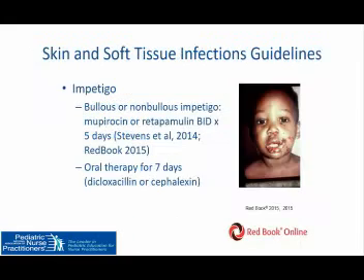Okay, skin and soft tissue infections. We all know about impetigo. The new Red Book guidelines from 2015 say you can use topicals. Remember how it used to be if they had more than 5 spots, you went oral, and less than 5 spots, you did topical. Well, mupirocin actually has the least amount of resistance of all the antibiotics for staph, so it's really the best thing to use. So topical Bactroban or mupirocin works great, twice a day for 5 days. If you give them oral therapy, you want to use dicloxacillin or cephalexin for 7 days. Okay, so that's pretty straightforward.